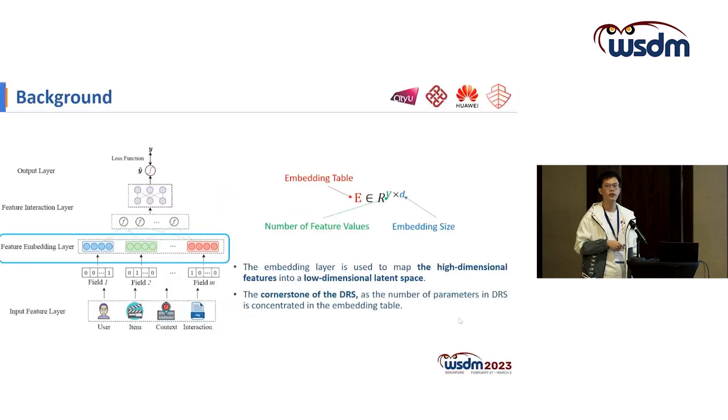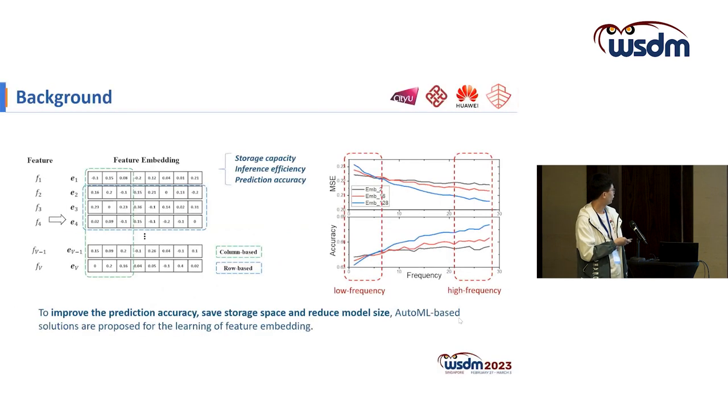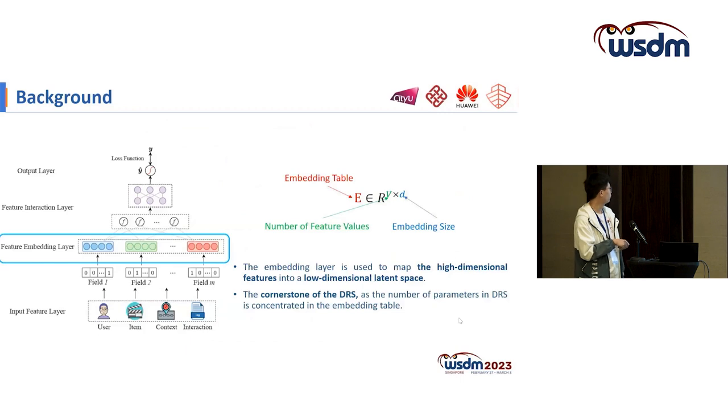As we can see, here is the architecture of the deep recommender systems, which consists of several core modules, including the feature embedding layer, feature interaction layer, and the output layer. By assigning each feature an embedding vector, all the embedding vectors can be stored in the embedding table. In order to solve the problem of sparsity and high dimensionality, deep recommender systems use a feature embedding layer to map the high dimensional features into a low dimensional latent space.